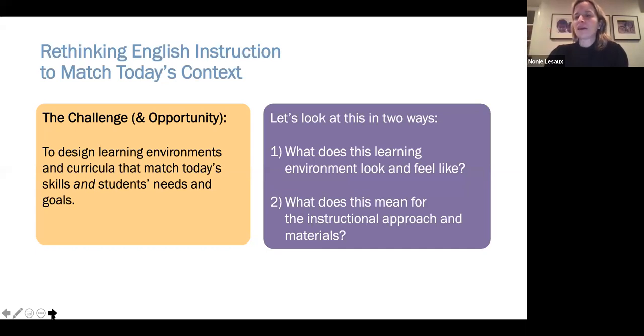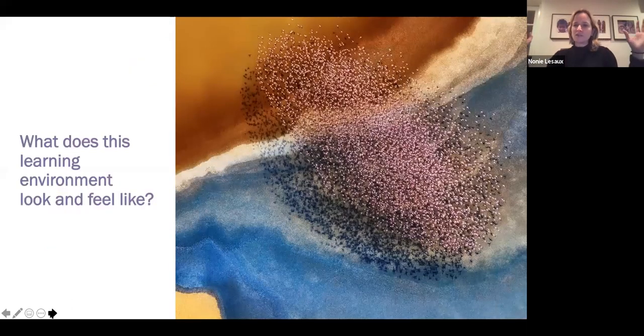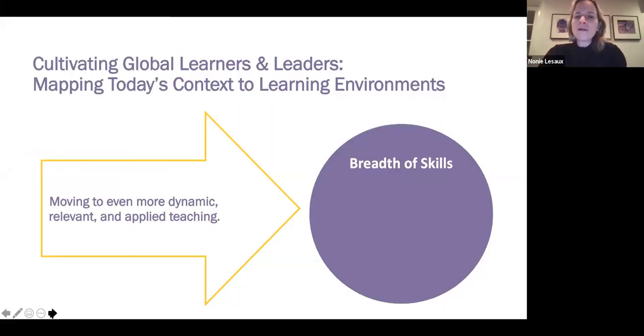One, what does this learning environment look and feel like? And two, more granular, what does this mean for the instructional approach and materials? So let's zoom out for just a moment and talk big picture, kind of visioning, design principles. What does this learning environment look and feel like? Well, I am going to argue that we are going to necessarily have to keep moving towards an even more dynamic, relevant, and applied teaching model.